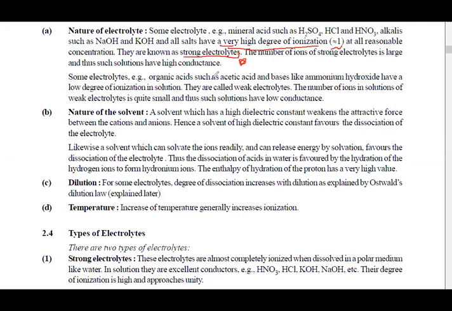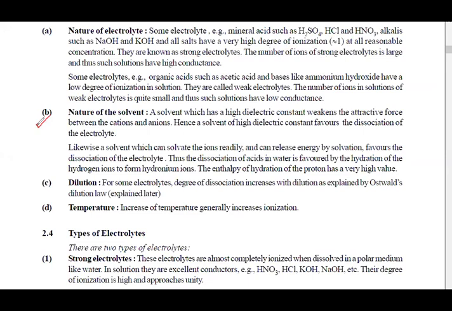But on the other hand, the electrolytes which dissociate slowly, and have alpha which is quite less than 1, are called weak electrolytes. So if alpha is almost equal to 1, it is a strong electrolyte, and if alpha is less than 1, it is a weak electrolyte. Got it? Does anyone have any issues about the nature of electrolyte?